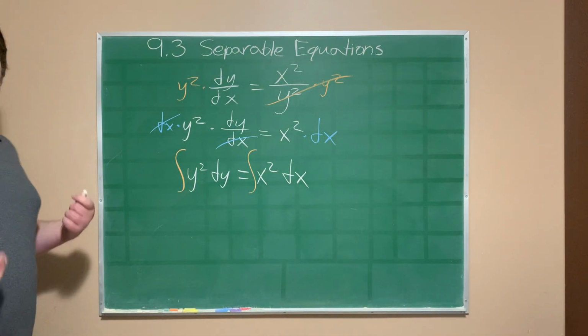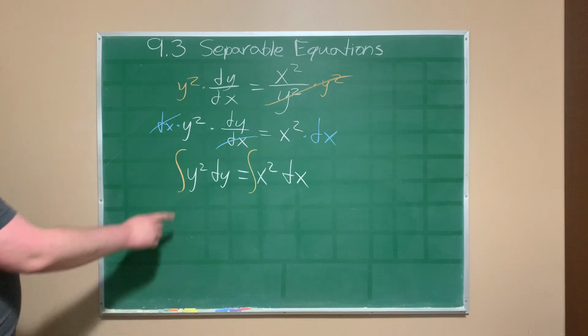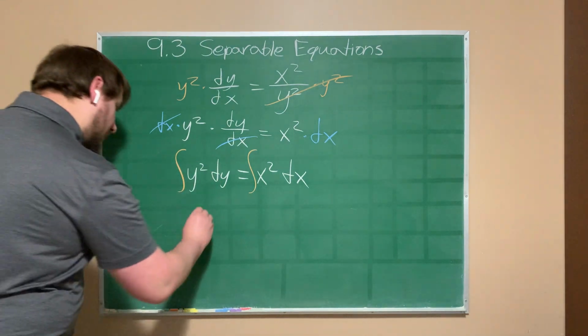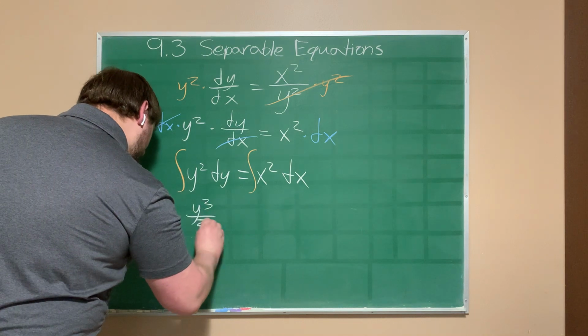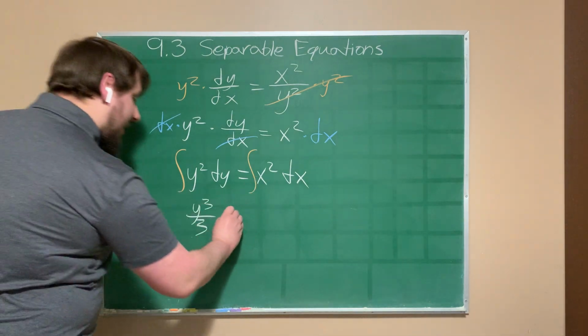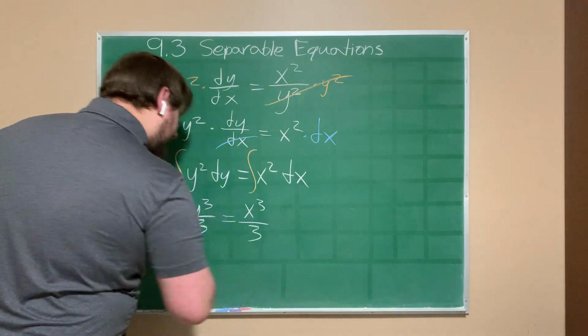So let's just forge forward here. Let's keep going and see what happens, and see if this actually makes sense if I continue this process. What's the antiderivative of y squared with respect to y? Well, I'm going to use the power rule. I get y cubed over 3 on the left side, and on the right side, the antiderivative of x squared will be x cubed over 3.